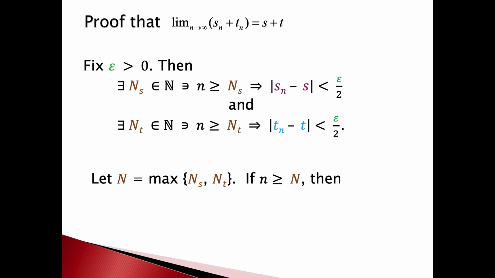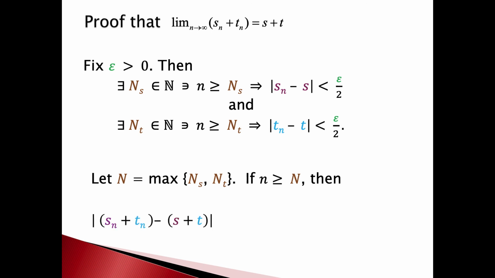The reason for doing this is that if little n is bigger than or equal to capital N, then little n will be bigger than or equal to both N sub S and N sub T, because capital N without the subscript was the biggest of those two. So I can use both pieces, the S part and the T part, so long as little n is bigger than the maximum of capital N sub S and capital N sub T. So that's what we're going to do.